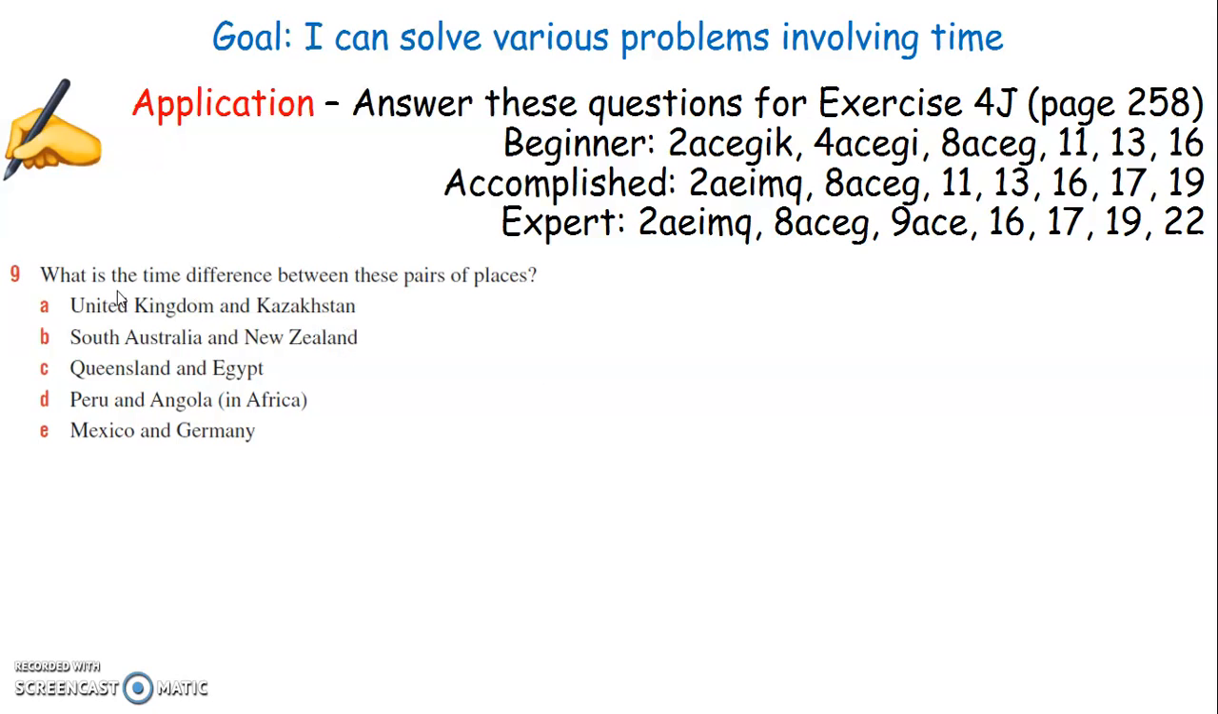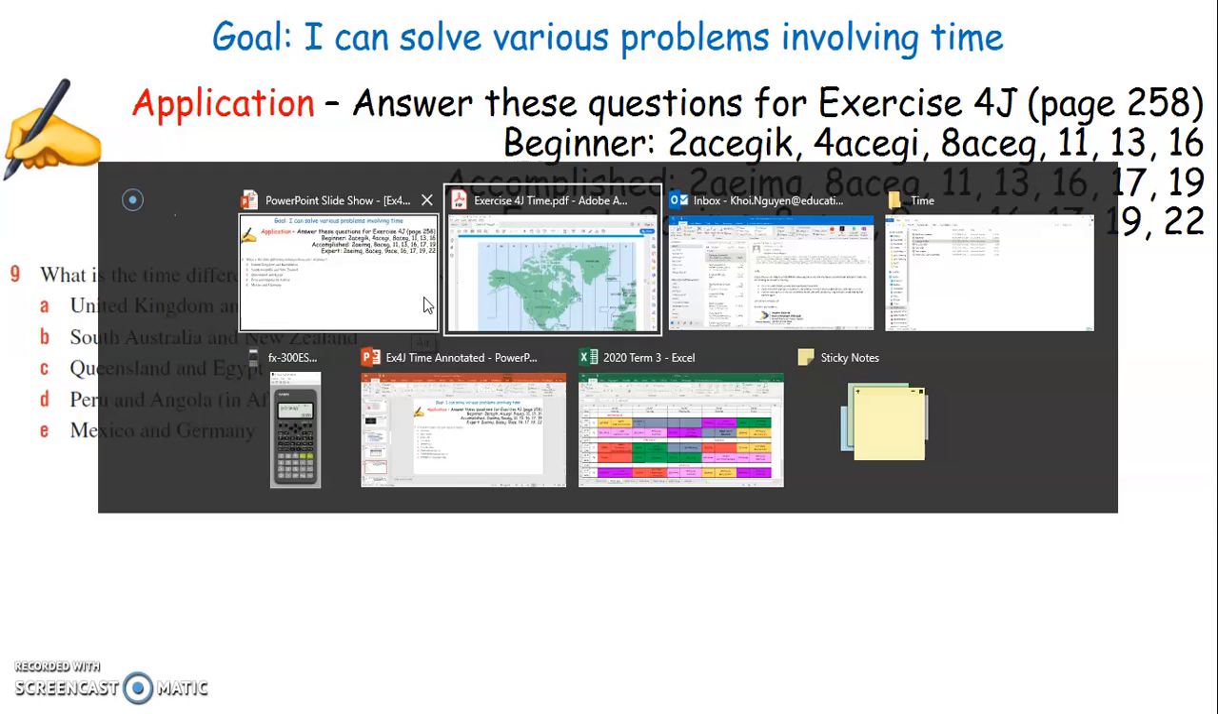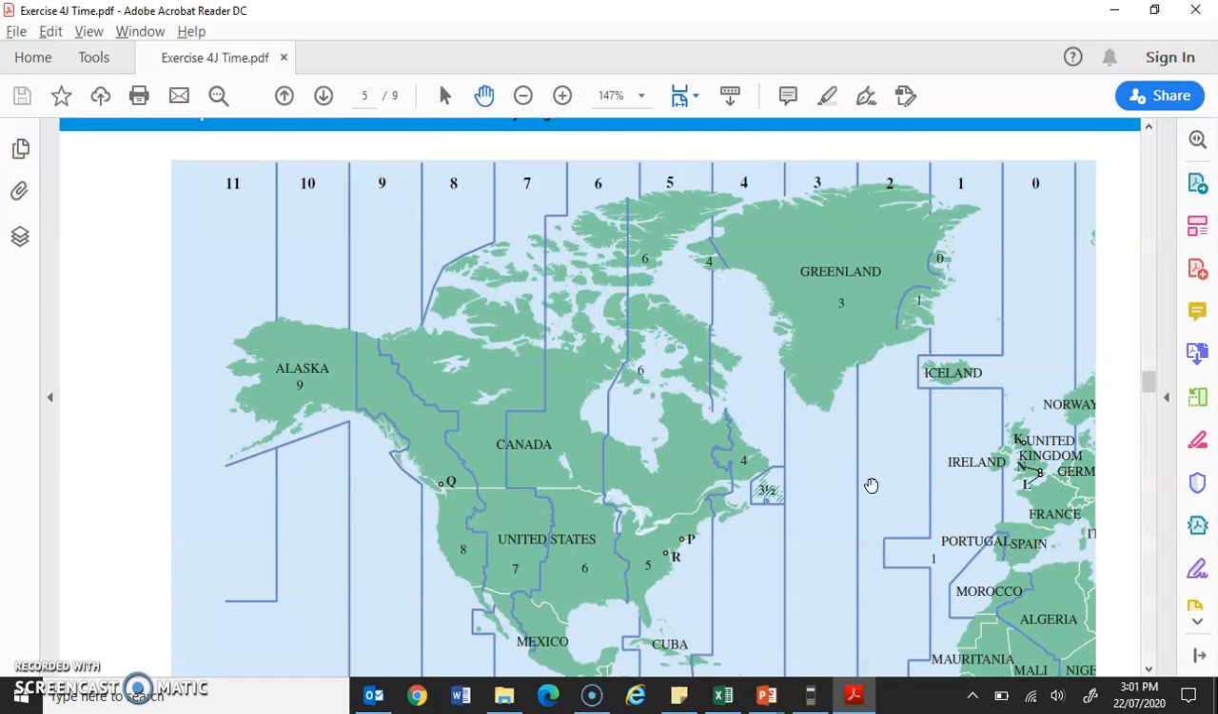All right, question 9. Question 9 asks, what is the time difference between these pairs of places? So what we have to do is work out what time zones these places belong to. Okay, so the United Kingdom and Kazakhstan. I'm going to look at the map on page 256 and 257 to work out where these places are.